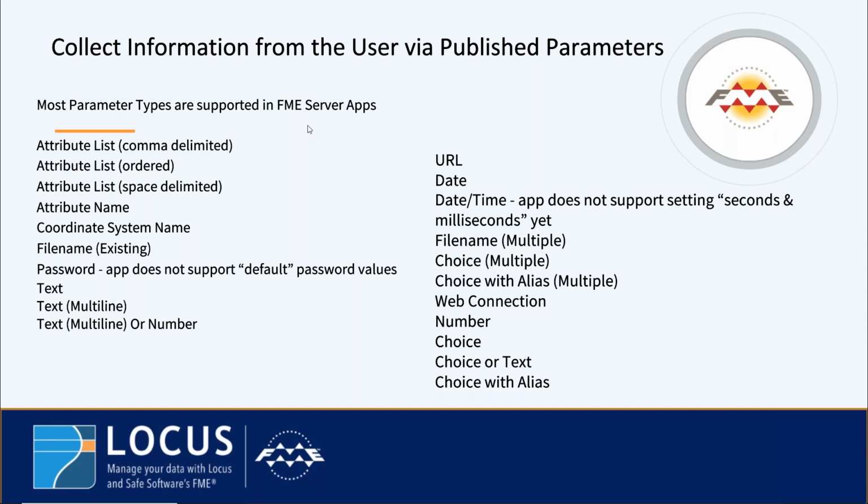So there's a whole range of different types of published parameters. The most simple one is a text one. Might be asking for somebody's name. We have a text published parameter. If you want them to write a report, it might be a multi-line text published parameter. Or you could give them a drop-down list with a choice. So it'd be a choice with alias or just a choice published parameter. You can ask for a number. There's a whole range of published parameters.